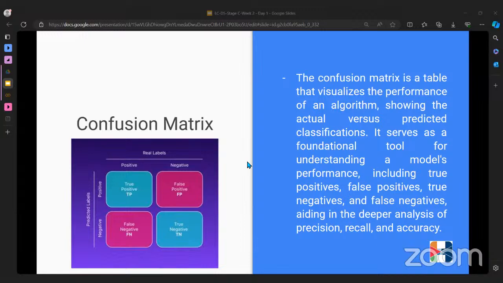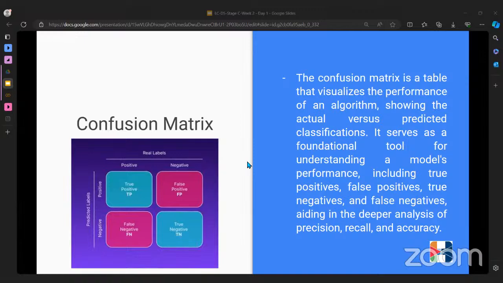So we have the true positives, those correctly predicted as positive; true negatives, instances correctly predicted as negative; false positives, instances incorrectly predicted as positive, otherwise called type 1 error; then false negatives, instances incorrectly predicted as negative, type 2 error. This layout helps us not only quantify the accuracy of predictions, but also understand the types of errors our model is making. I'm still going to show all of this practically.